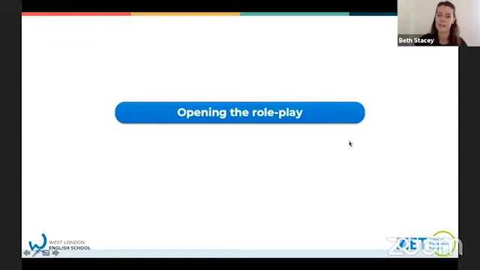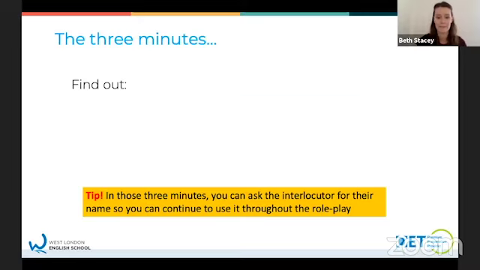Okay, so we're going to look at opening the role play. You are going to see some different speaking cards. I will give you a minute or so to read through the role play cards, and then we'll go through the questions at the bottom about opening the role play.